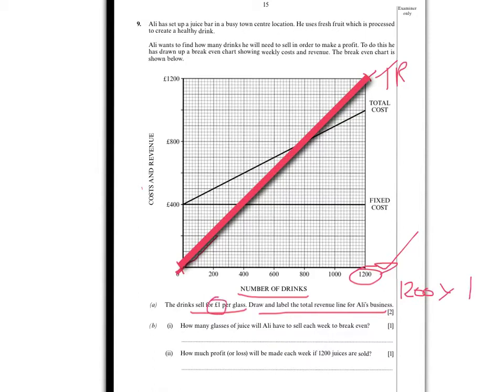Okay, so where does he break even? It's where those two lines cross. So you could, if you wanted, how many glasses would he have to sell? I'm going to get a little dotted line from that point. It's not ideal, but it's there. He'd have to sell 800 to break even, right?